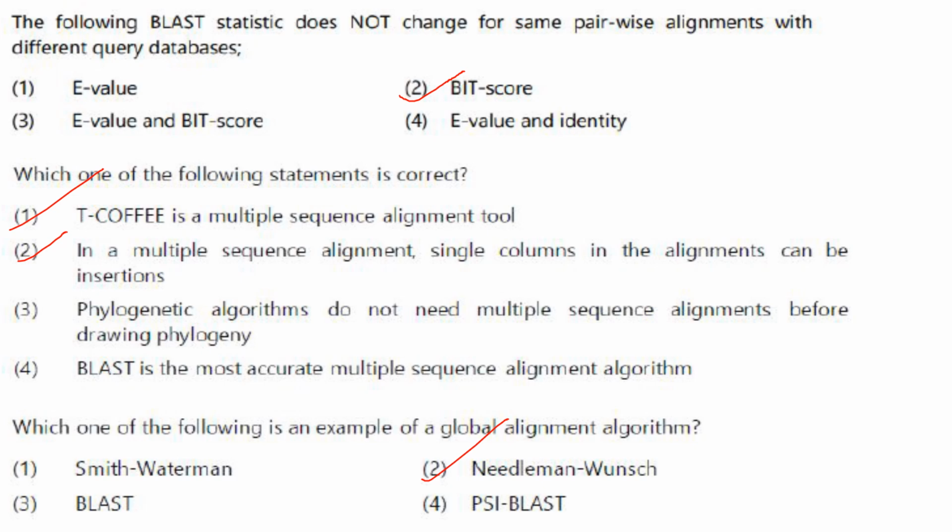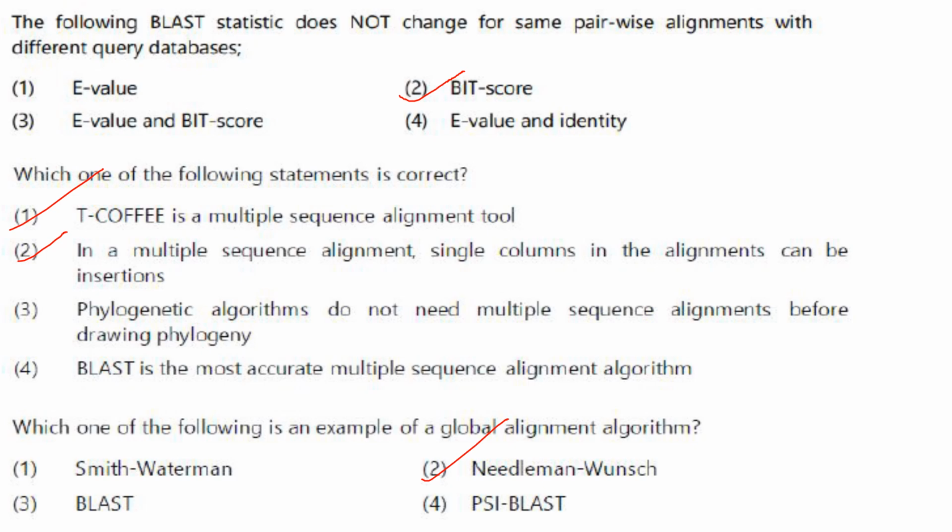Then BLAST is the most accurate multiple sequence alignment algorithm. In the name itself, that is Basic Local Alignment Search Tool, so it is not an MSA or multiple sequence alignment algorithm. It is a tool for finding local similarities between query sequence and a database of known sequences. So as per me, 1 and 2 are correct. If you have any problem with this option, you can give it in the comments. As per the answer key, 1 is the answer. That is, T-Coffee is a multiple sequence alignment tool.